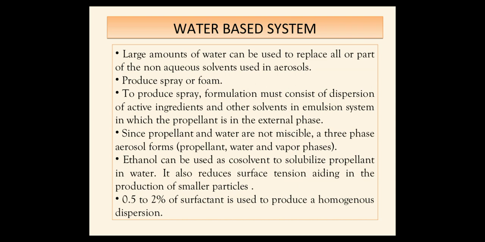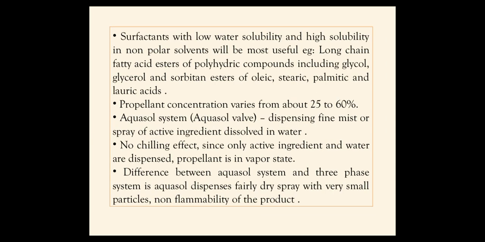Ethanol can be used as a co-solvent to solubilize the propellant in water. It also reduces the surface tension, aiding in the production of small particles. 0.5 to 2% surfactant is used to produce a homogeneous dispersion. Surfactants with low water solubility and high solubility in non-polar solvents will be most useful, such as long chain fatty acids and so on. Propellant concentration varies from 25 to 60%.